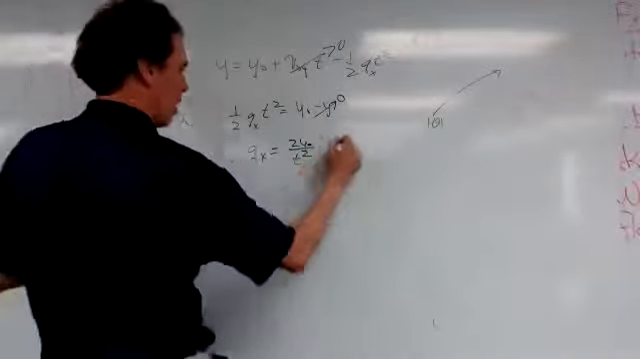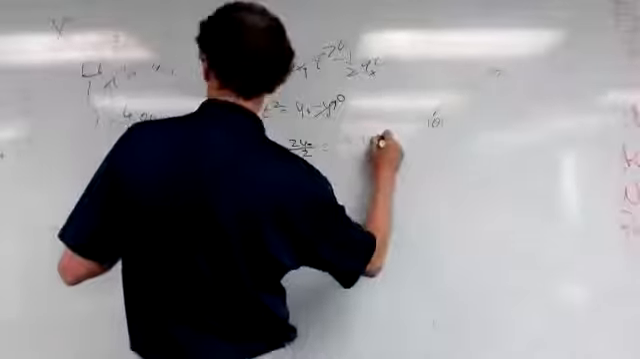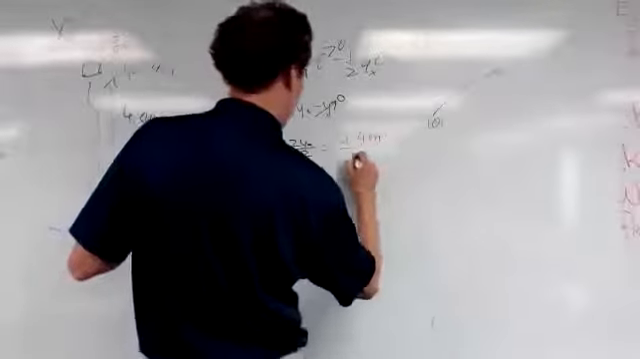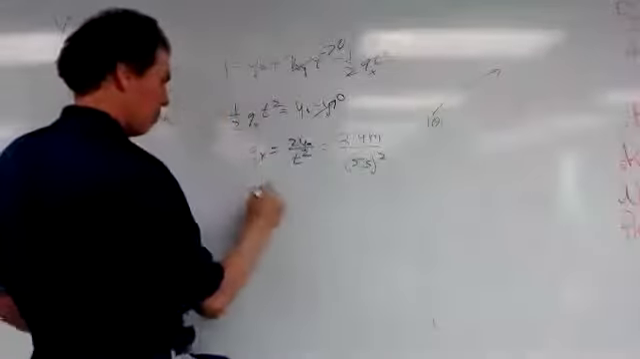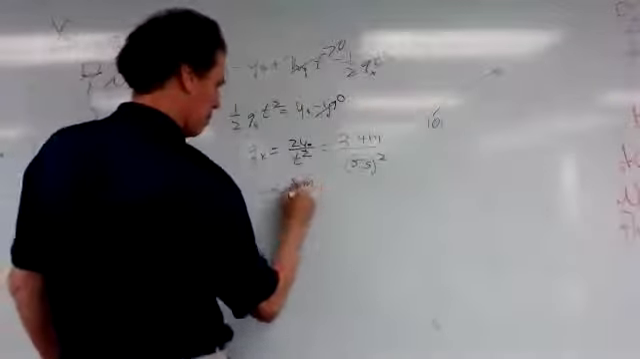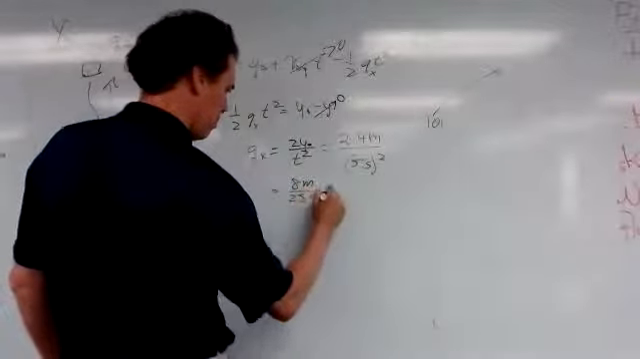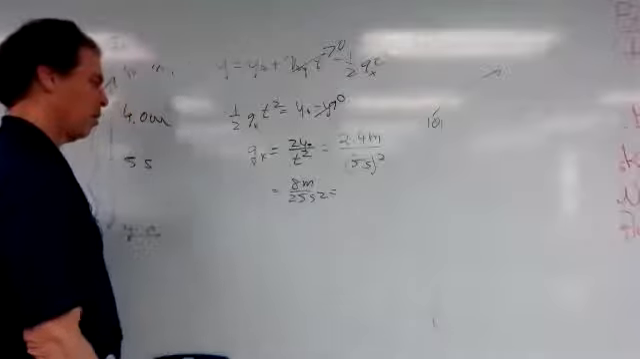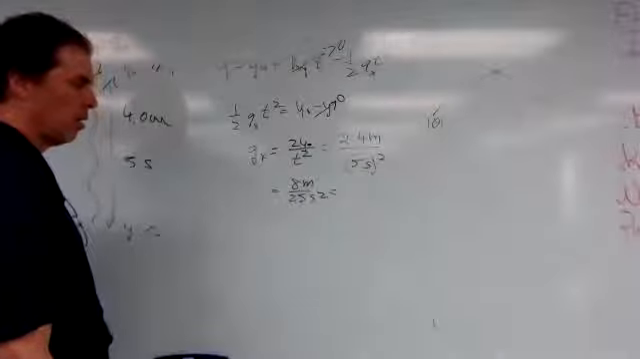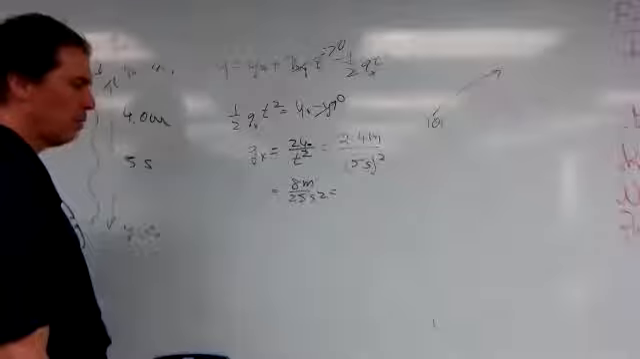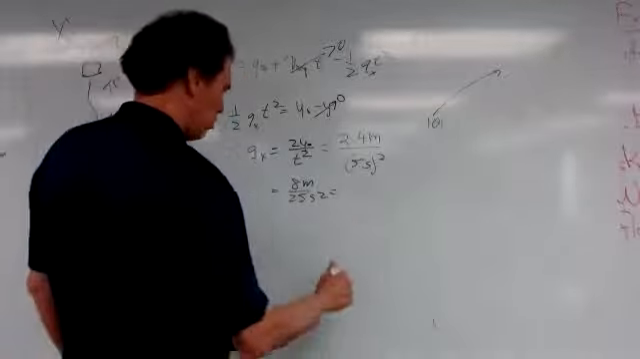And so this is 2 times 4 meters over 5 seconds squared. Is that what I said? I don't know what 8 over 25 is. 25 goes into 8. Is that 32 times?